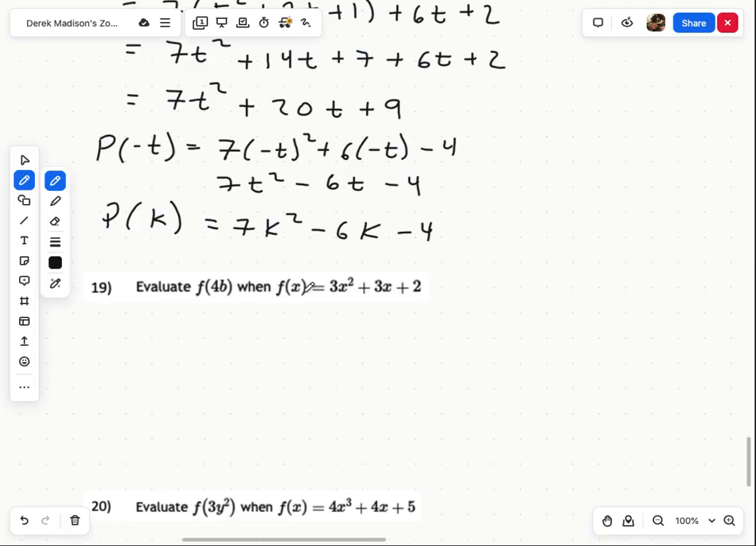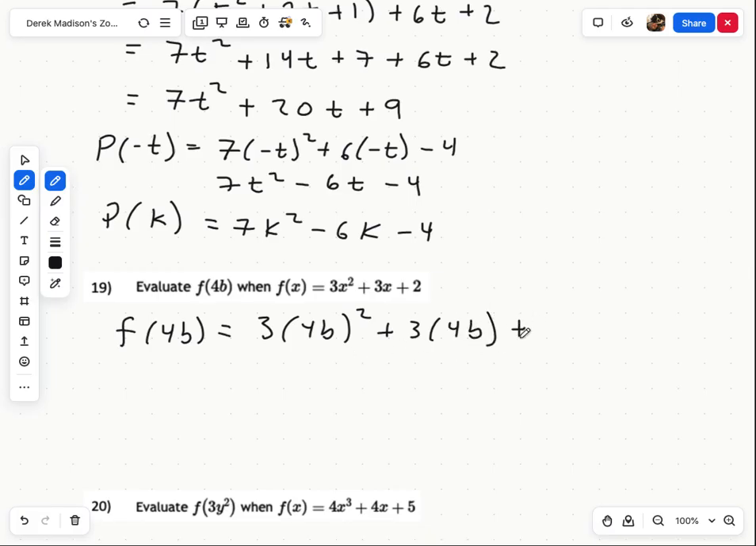Let's see, evaluate this function at 4b. So that means any place there's an x, that x is now going to be a 4b. And I just have to clean up and simplify after I plug that in. So f of 4b will look like 3 times 4b squared plus 3 times 4b plus 2.